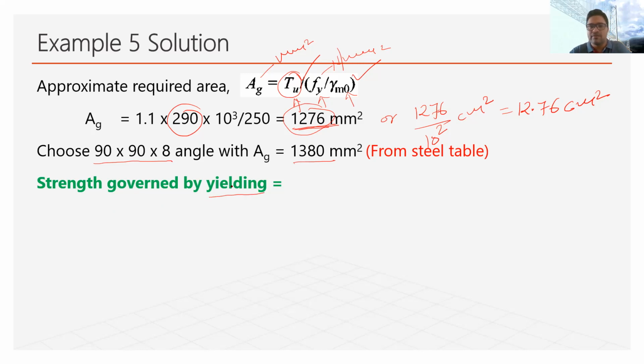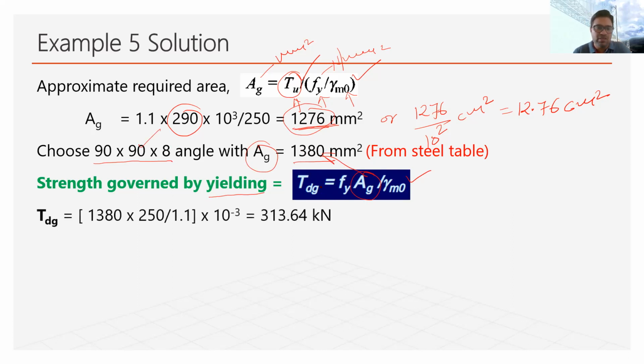For yielding, this is the formula that we generally use to find out the yield strength of the section: Tdg is equal to Fy into Ag upon gamma m0. Here Ag is the gross cross-sectional area of the section. Now we have chosen this section, so its gross cross-sectional area is 1380. In this case, Ag will be 1380. Now, putting all the values, we get the value of Tdg as 313.64.